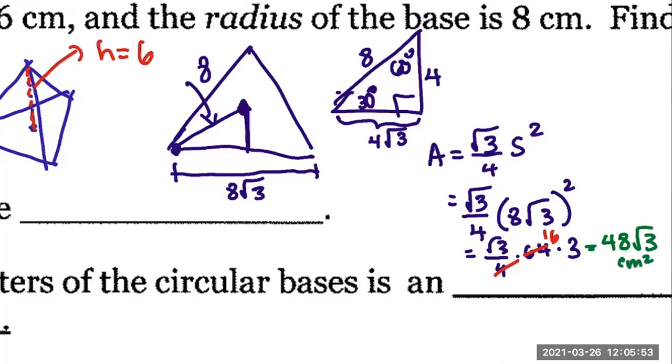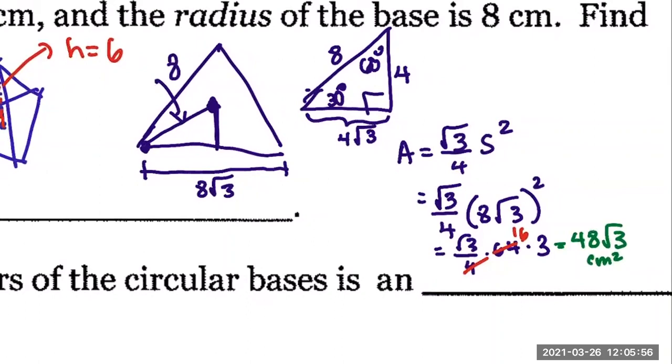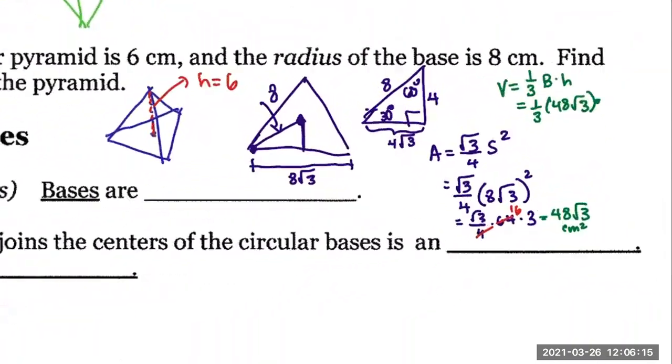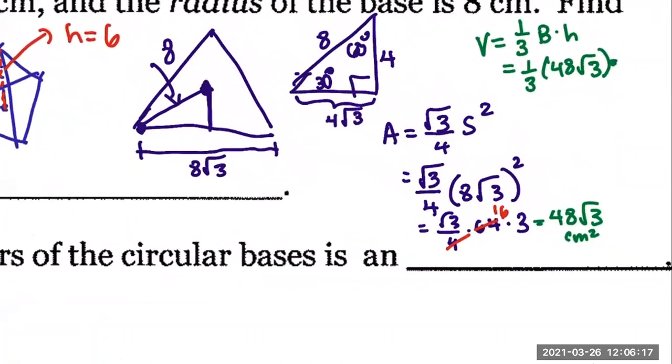Okay, we're going to finish off our problem with the other value that they asked, which is finding the volume. This is a pyramid. It holds a third less than a prism. So 1/3 base times height. The base was 48 rad 3. The height was provided to me. I believe it was 6. Yeah, they tell me it's equal to 6.